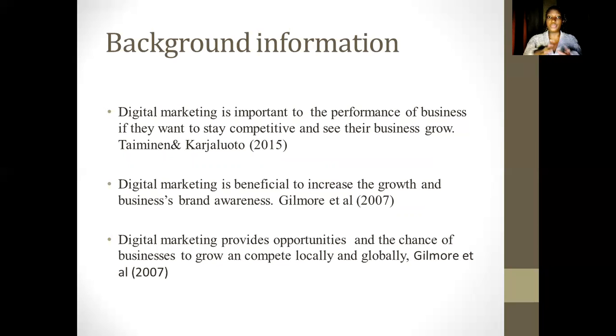For the background information, these are some of the findings that were found by other scientists before I did my research. These are findings discovered by other researchers on this topic. First of all, Taiminen and Karjaluoto found that digital marketing is important to the performance of businesses if they want to stay competitive and see their business grow.